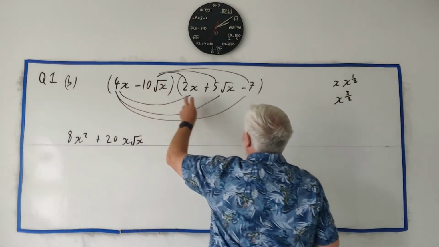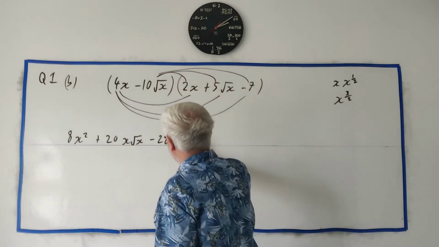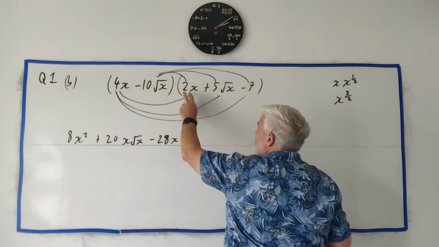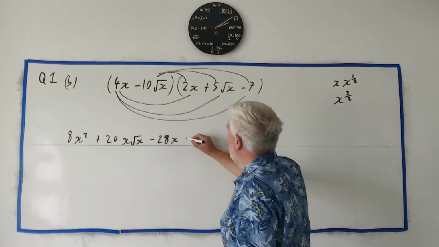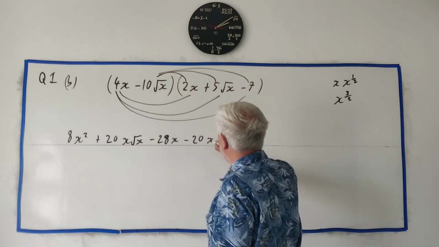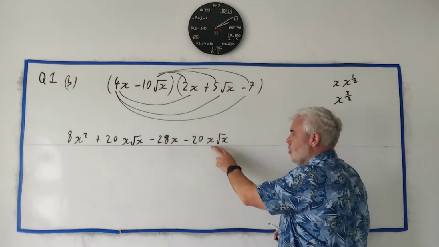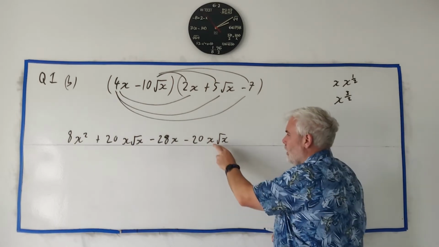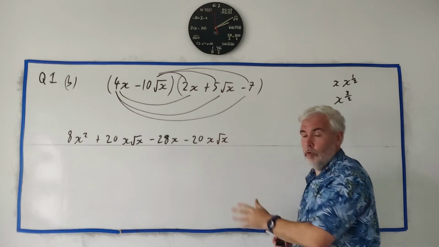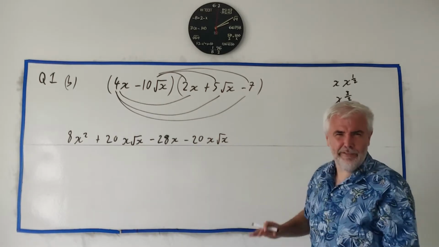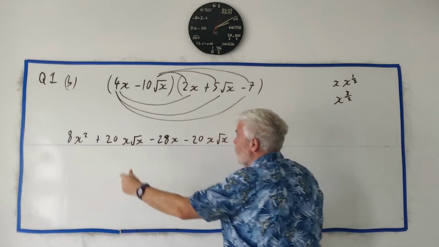Okay, 4x multiplied by minus 7, we get minus 28x. Minus 10 square root x by 2x, we get minus 20. Again, there's an x and a square root x. By convention, we'd write the bigger number first. X is, in order, bigger than square root of x. But it doesn't matter if you mix that up. But it's now easy to see that this term is the same as this one.